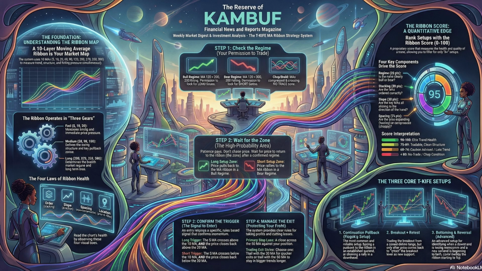Now we execute. The system's philosophy is really clear on this. Don't chase, wait for price to come back to structure. The flagship setup is #1, the continuation pullback. Yeah, and this setup is prioritized because it maximizes the statistical edge of momentum. You're trading with the prevailing force, but you're getting in at a tactical, reduced risk price level. You're buying strength on discount. That's it. Buying strength on discount.